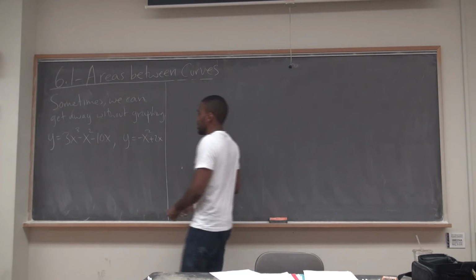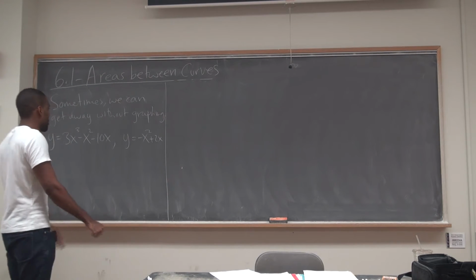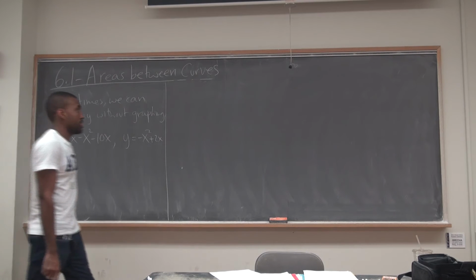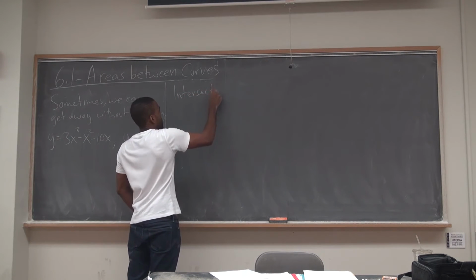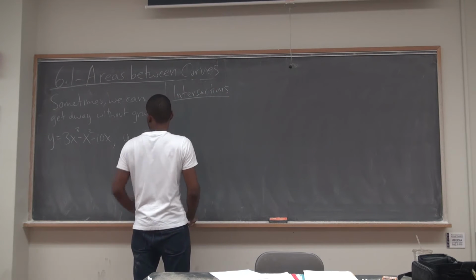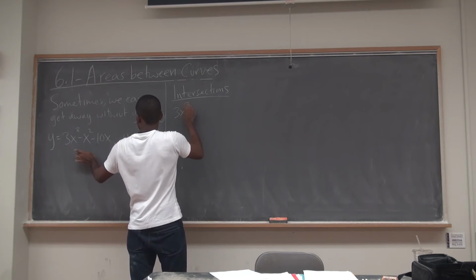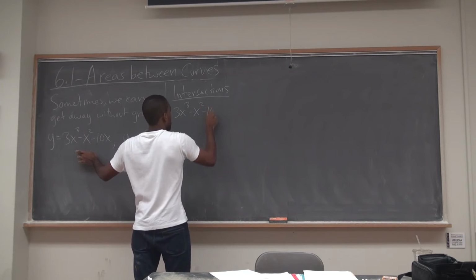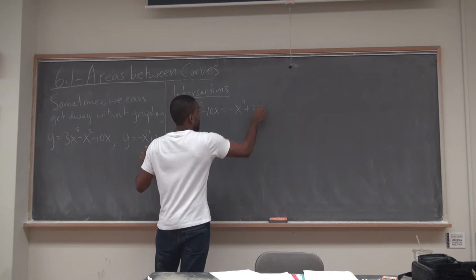And how does one figure out what's the top, what's the bottom? So I'm going to show you how we're going to figure out who's the top and who's the bottom without graphing. Well, it all starts again with the intersections. How's that going to look? Set this equal to that, because you plug one line into the other. So you have 3x cubed minus x squared minus 10x equals minus x squared plus 2x.